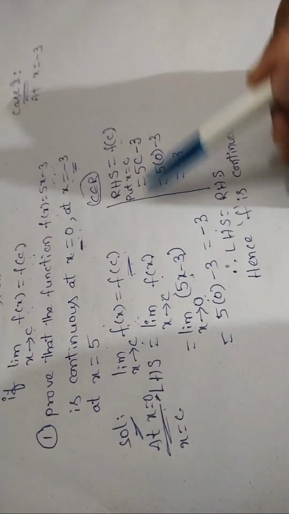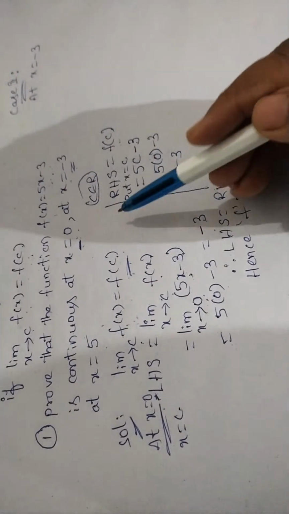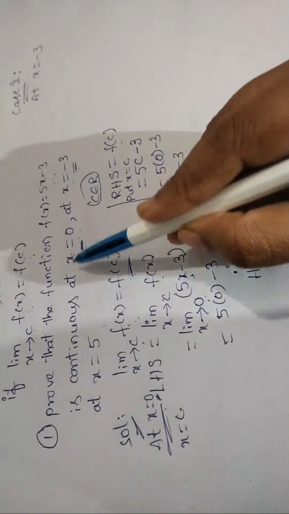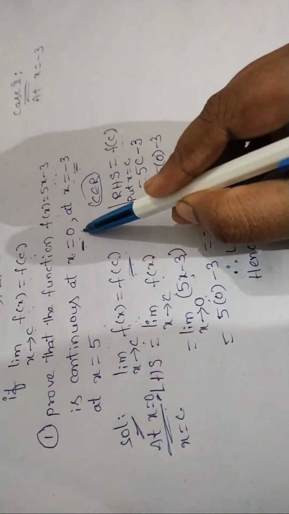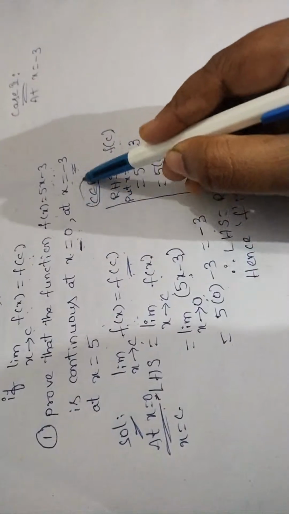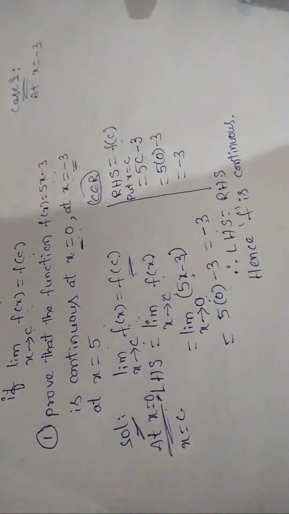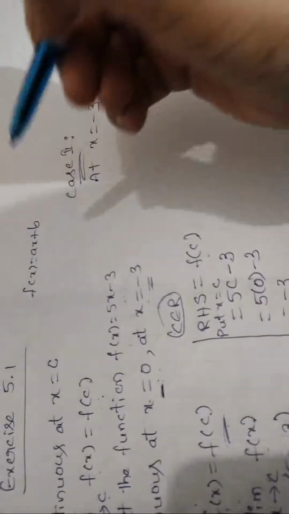So this is the first question. In this we proved the function is continuous at x equals 0. Now the second case, we are going to see the second case, that x is equal to minus 3. And first we write the formula.